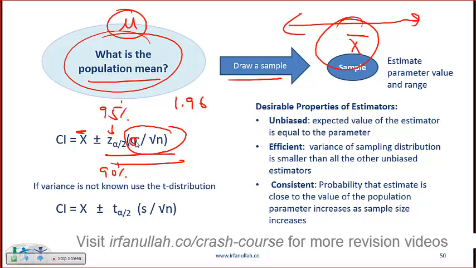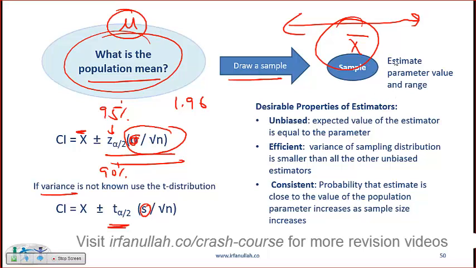If you do not know the population standard deviation, then you use the sample standard deviation. And another point is that when you do not know the variance, then instead of using the z-stat, you use the t-stat. For large sample sizes, the z and the t will give you roughly the same answer.